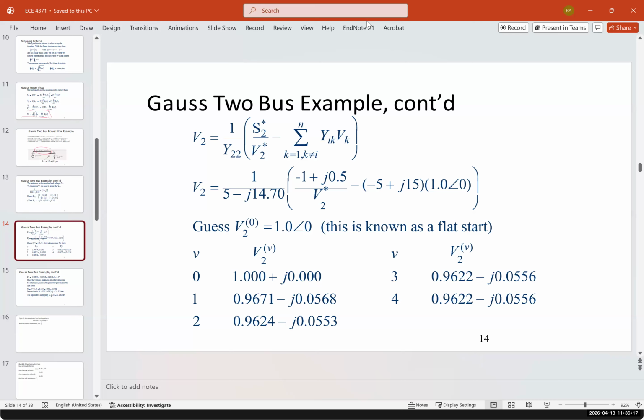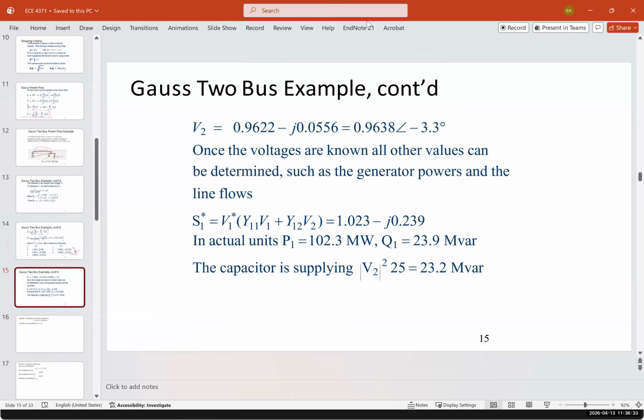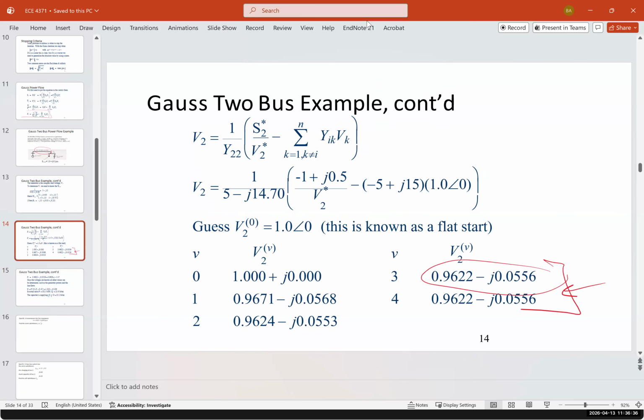Now we guess V2(0) is going to be 1 at an angle of 0, and we do the iterations. If we do the iterations, you can see after the third iteration we don't have any changes, so we can stop at this point. And at this point, we get V2 as 0.9622 minus J0.0556.